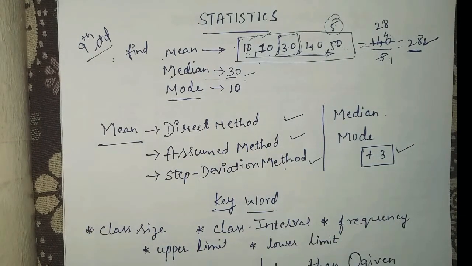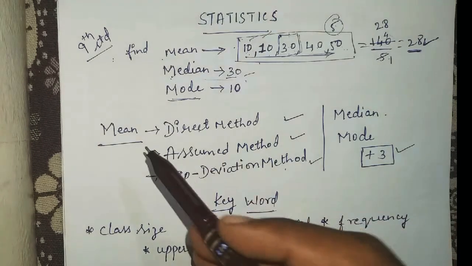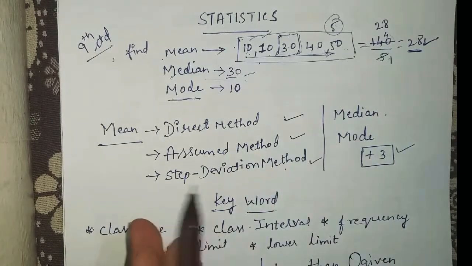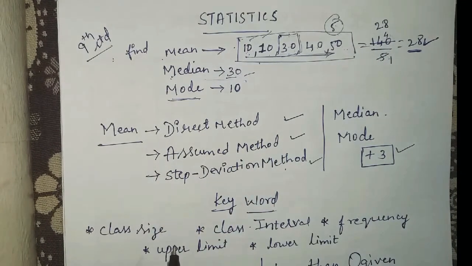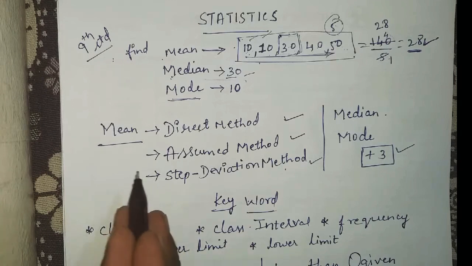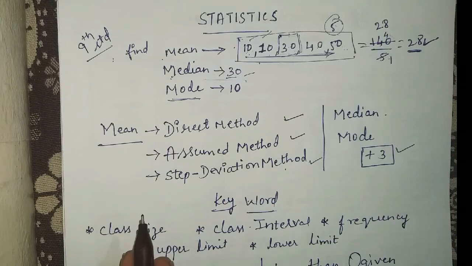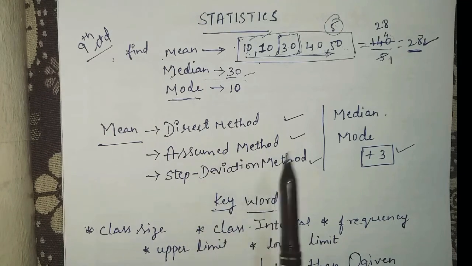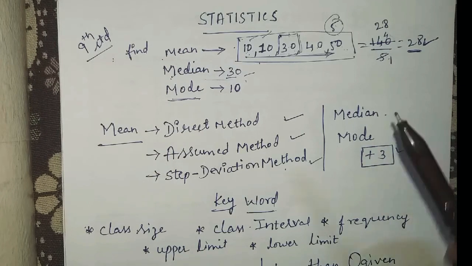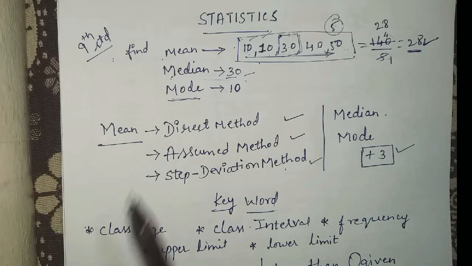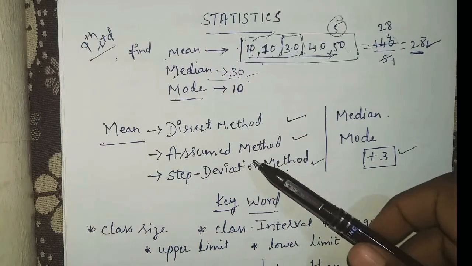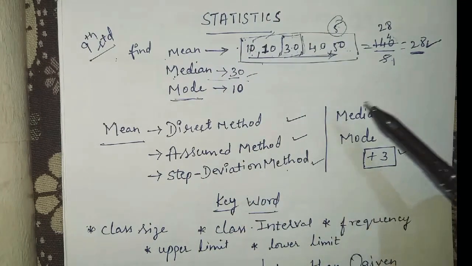The same stats you have even in 10th. The same thing, you need to find mean, median and mode, but here you need to use formulas. To find the mean, there are 3 methods: direct method, assumed mean method, and step deviation method. For median there is a formula, for mode there is a formula. Got it? Only for mean you have 3 methods. You can use any method, and you will get the same answer.